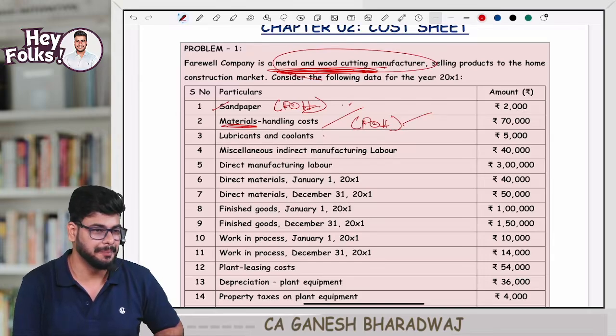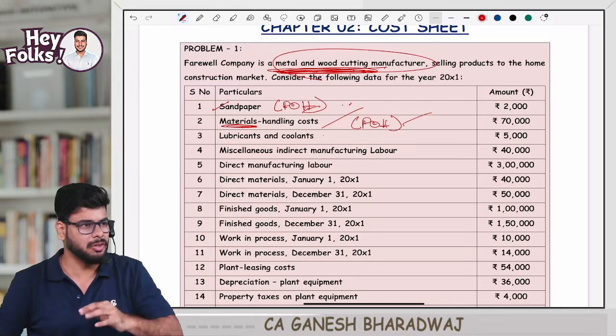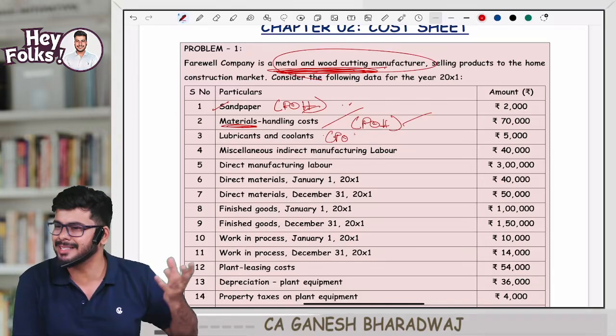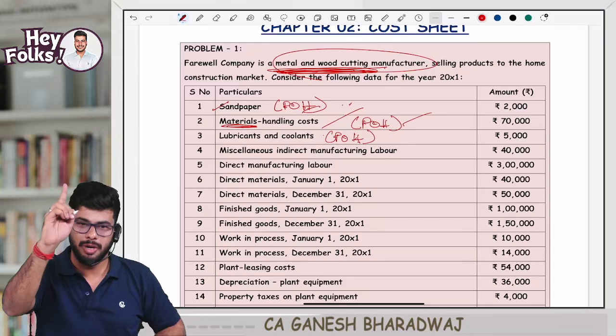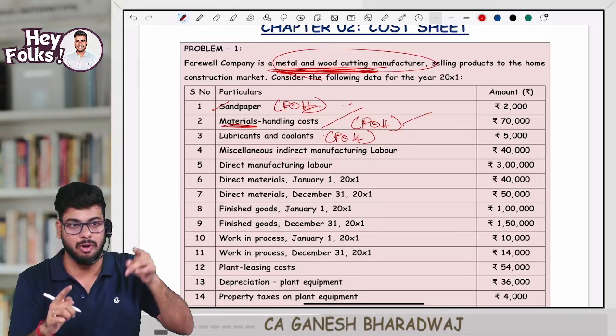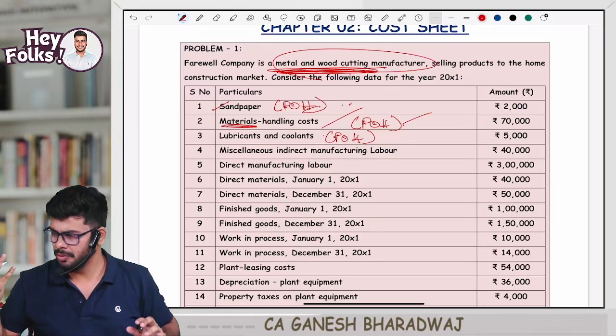Next, lubricants and coolants. Where will it come? Simple. Where it is incurred, factory. Will it come under any of the direct costs? No. Park it as POH. As simple. You need not mug up anything. It's all logical. First, decide which location. Second, is it a part of direct components? No. Then you will park it under POH. As simple as that, guys. Logical, no. Should you mug up anything? No.